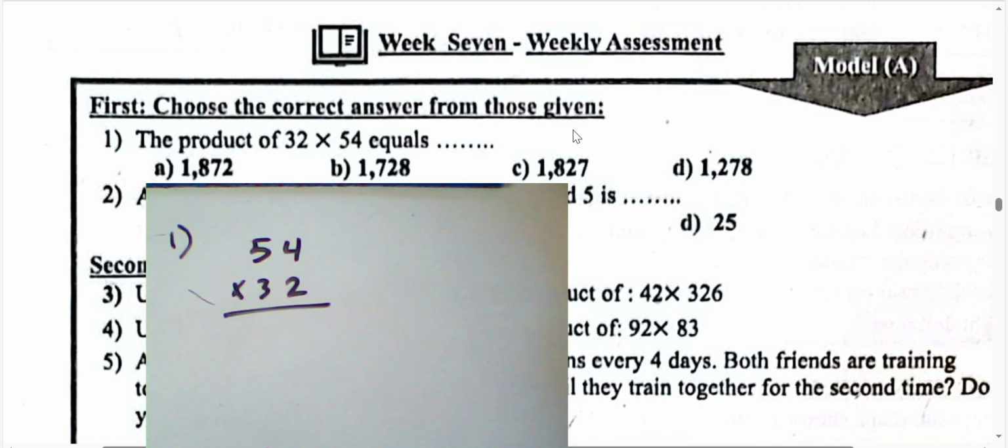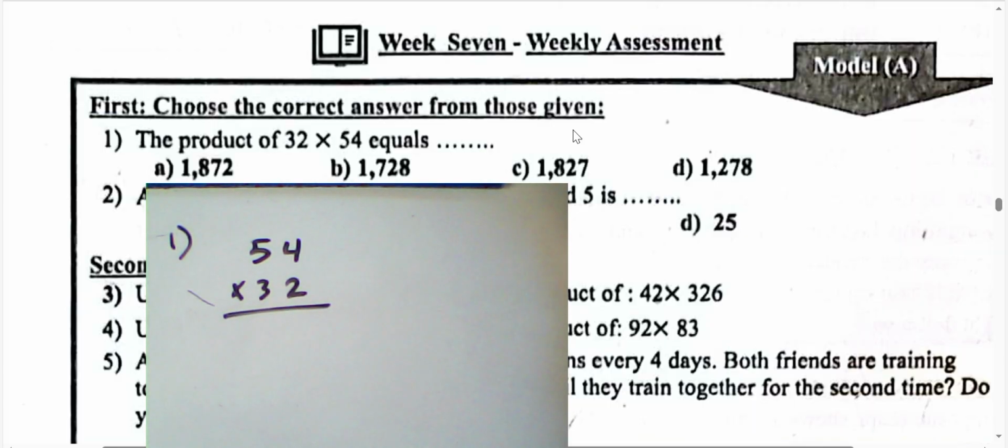Grade 5. Today we'll solve week assessment, week number 7 from the performance questions. Question number 1, this year 2026. First question shows the correct answer. The product of 32 and 54. 32 times 54 equals what?